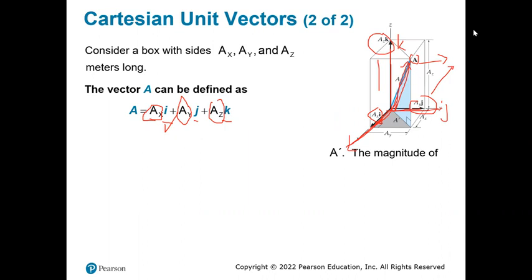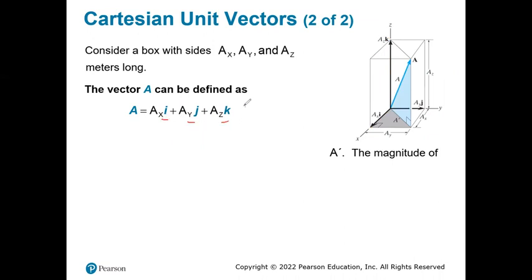So any vector in a 3D direction, you give it in the x, y, z coordinate directions by giving the unit vectors and the magnitude of those vectors.